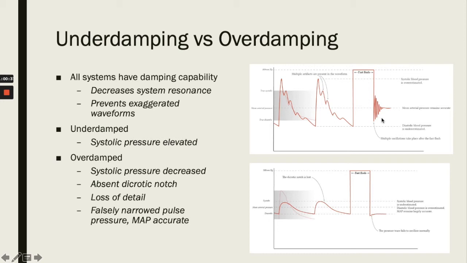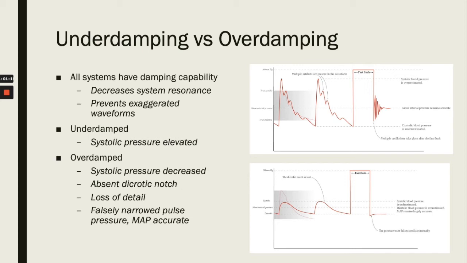So we know that this system is underdamped, and the systolic blood pressure is overly estimated. We would have to do some detective work to try and figure out what's going on here and how we should fix it.